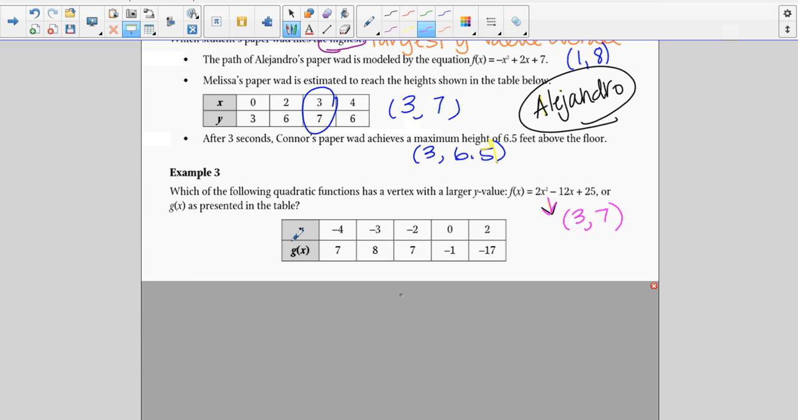Okay, so if we look at g of x, which is in the table again, here you want to look for your symmetry. So we're at 7, we're 8, we're back down to 7. So that means, because we have symmetric points of 7 and 7, 3, 8 is going to be your vertex. So it's asking for the vertex with the larger y value. Well, the y value on f of x is 7. The y value on g of x is 8. That means g of x has the larger y value.